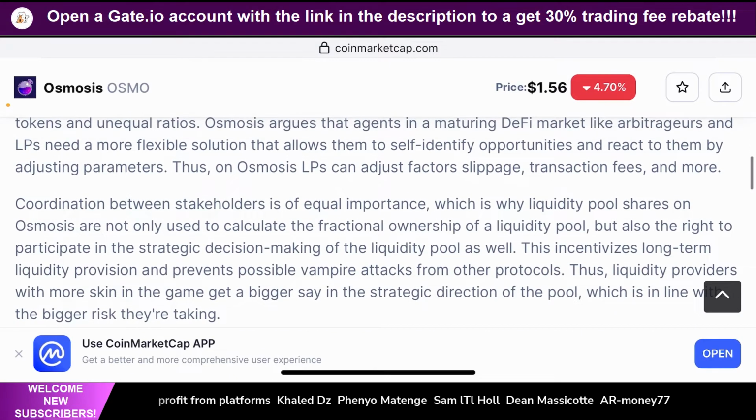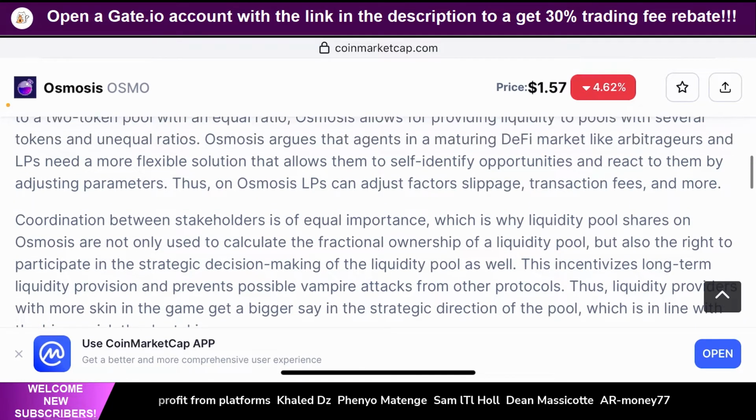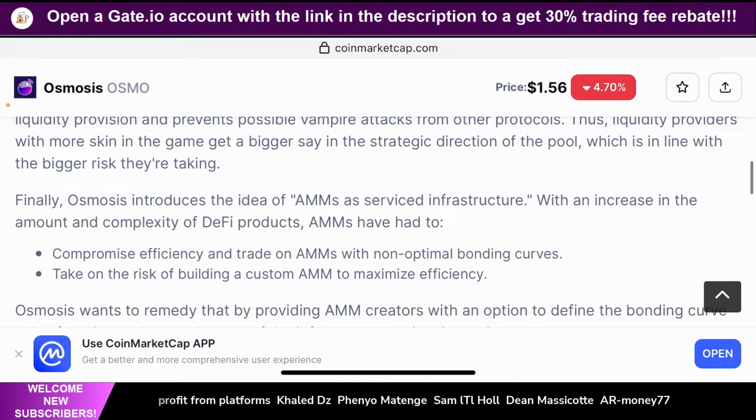The second main benefit is that it provides equal importance to liquidity pool shareholders as well as people who trade. So that's another important benefit of using Osmosis. Again, I'm not going through this, I'm just verbally explaining to you guys.